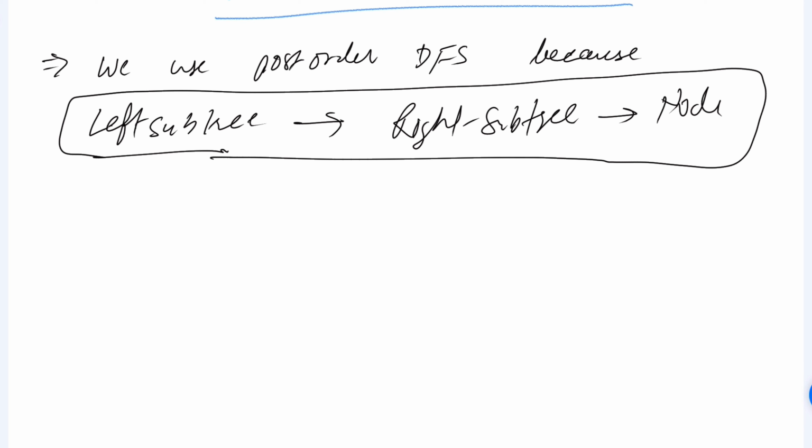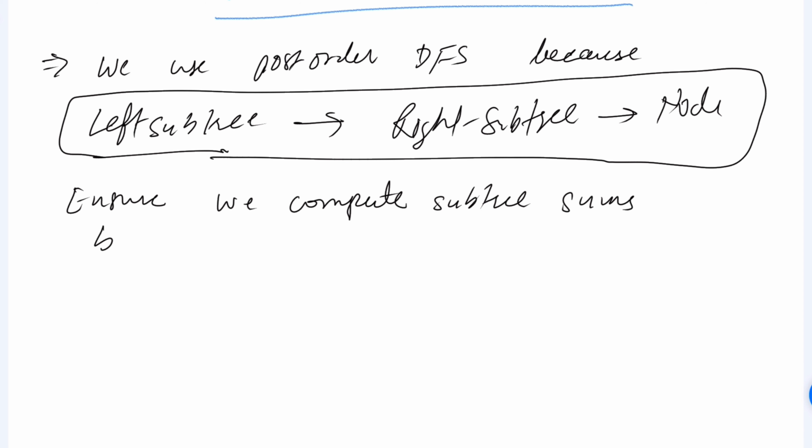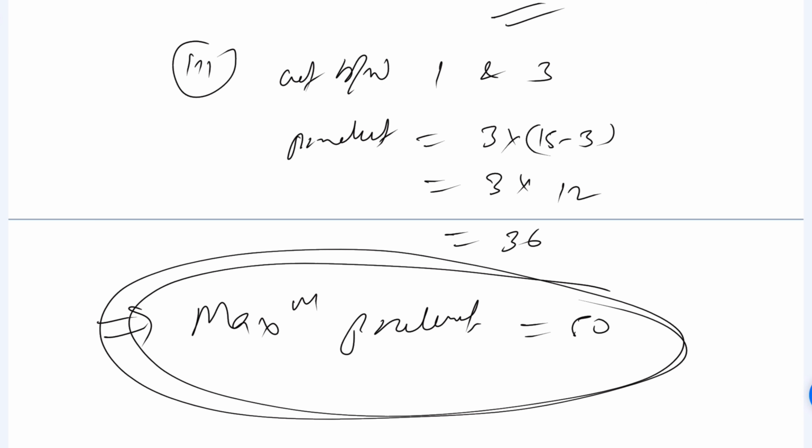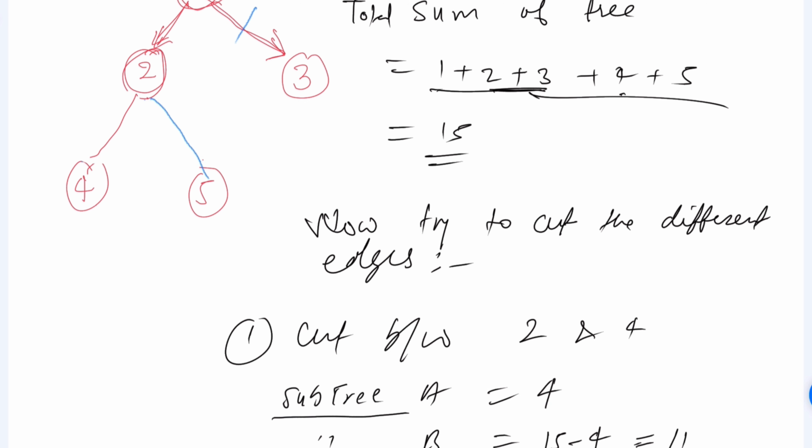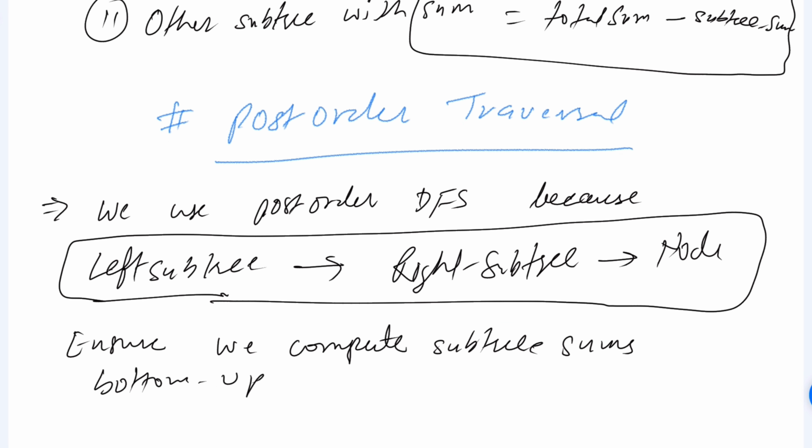So it will ensure we compute subtree sums bottom up. This is the benefit. If we find the sums from the bottom, it becomes easy. Let's understand how. Remember this example that we have seen; we'll use the same example.